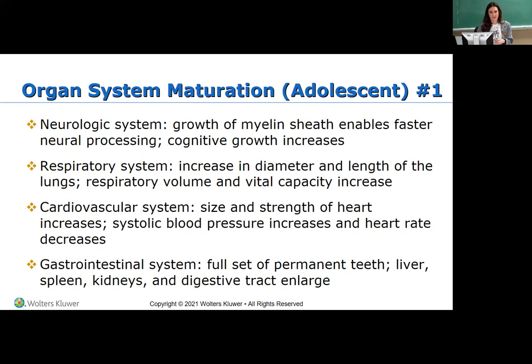With our GI system, they will finally have their permanent teeth. They may even start having braces during this time. That could pose some nutritional challenges later on, but they'll have their permanent teeth by this time, so no more losing the teeth. They are still awaiting their wisdom teeth at this point, which don't pop up until after about 20 years of age. Their liver, spleen, kidneys, and all of their digestive tract really start to mature and are at or about adult size during this time.